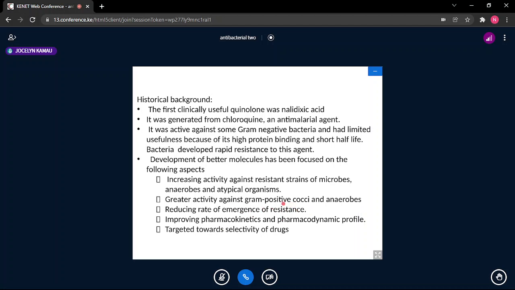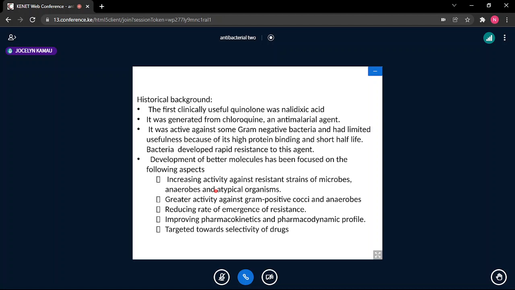Because again, remember the microorganisms, like for TB, the microorganisms we are dealing with, improving pharmacokinetics and pharmacodynamic profile targeted towards selectivity of drugs. So these are very general objectives for developing new molecules.